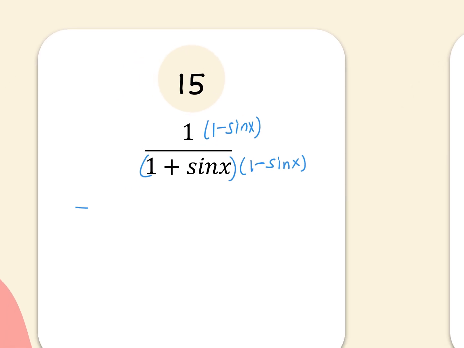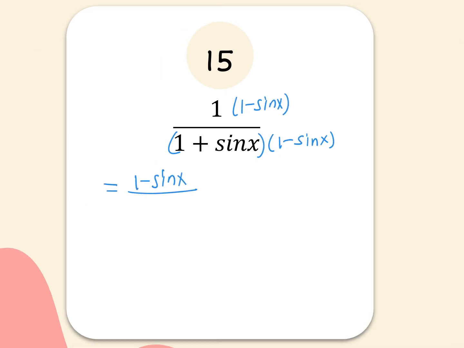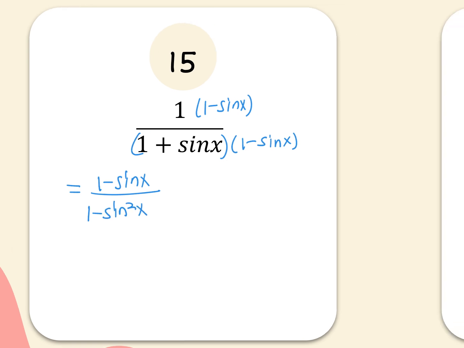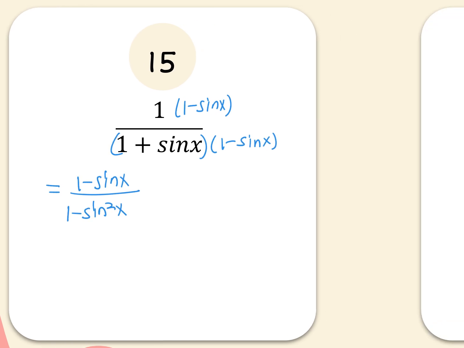All right, the top then is going to become 1 minus sine of x, over the bottom is going to become 1 minus sine squared x. Alrighty? And then now we know that the bottom, that looks like it's an identity, right? This is the same as cosine squared x. So we get 1 minus sine of x over cosine squared x.